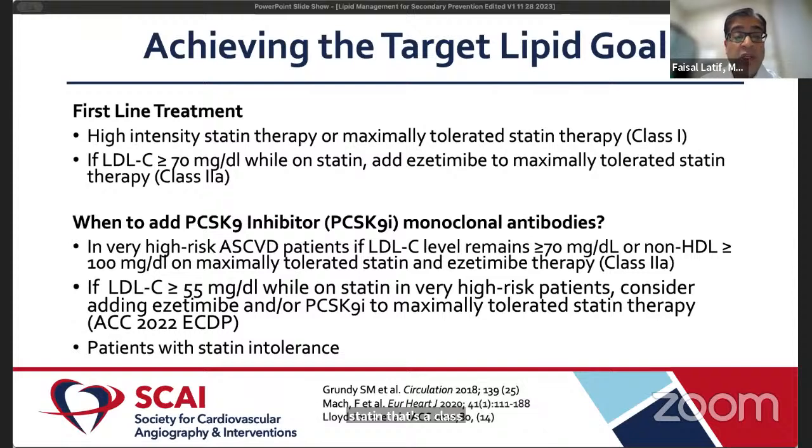And then when to add a PCSK9 inhibitor is the next major question. In very high-risk patients, if LDL remains greater than 70 or non-HDL cholesterol is greater than 100 on maximally tolerated statin and ezetimibe, then a PCSK9 inhibitor should be added. If LDL is greater than 55 while on statin in very high-risk patients, consider adding ezetimibe or a PCSK9 inhibitor to the maximally tolerated statin therapy. And then patients with statin intolerance are also good candidates to add PCSK9 inhibitors. Next.